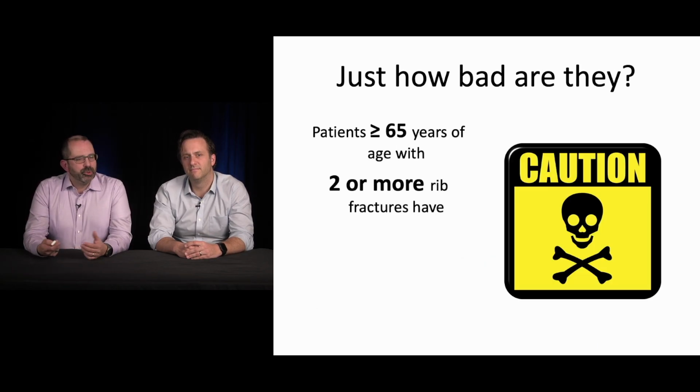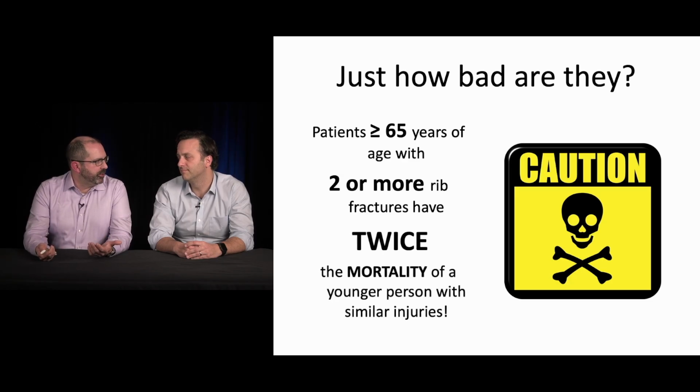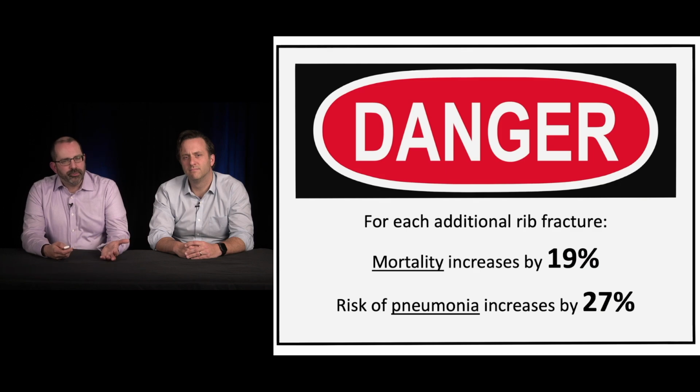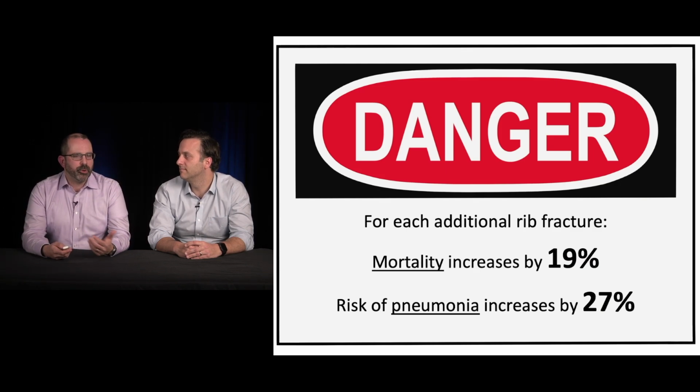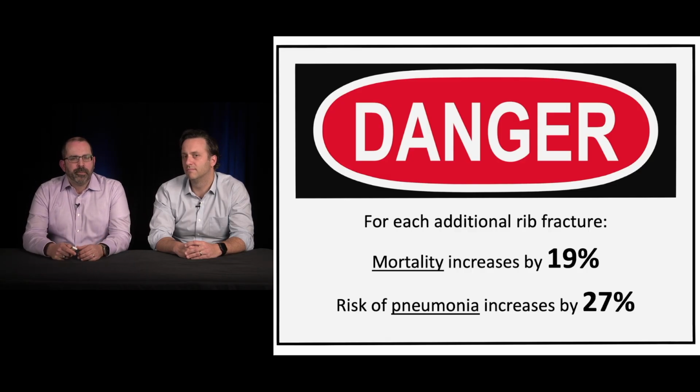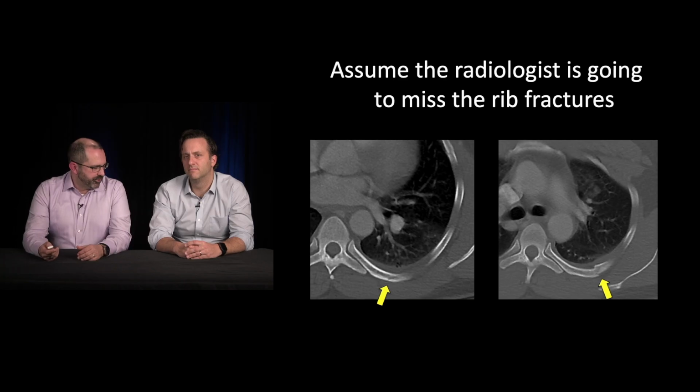With that age group, 2 or more rib fractures means twice the mortality of a younger person with the same exact injuries. And then for every rib fracture on top of that, your mortality increases by almost 20% and your risk of pneumonia goes up by almost 30%. So we're talking big numbers here. Assume the radiologist is going to miss them. They do it all the time. And again, not to knock them, but this is something that we should be looking for.